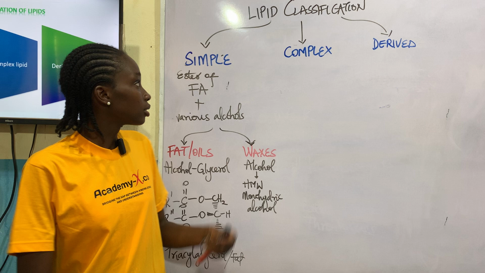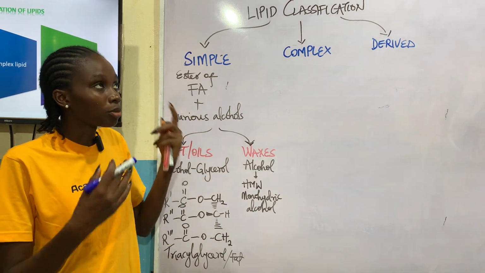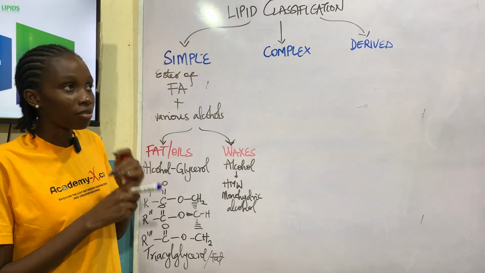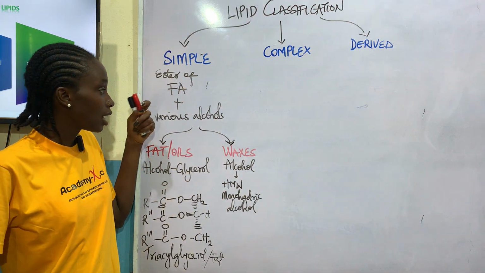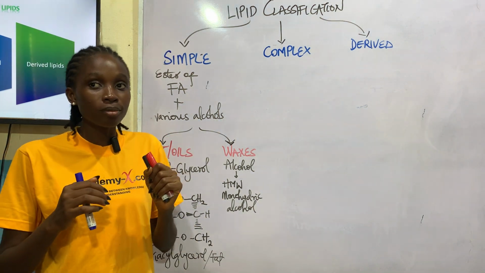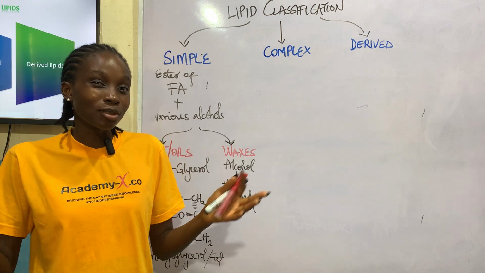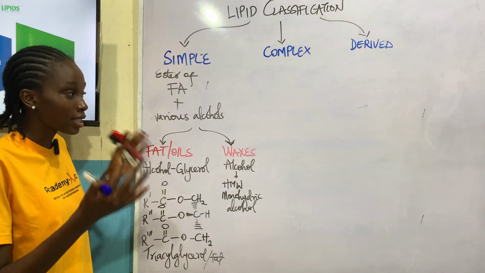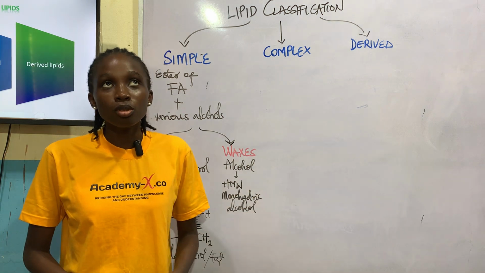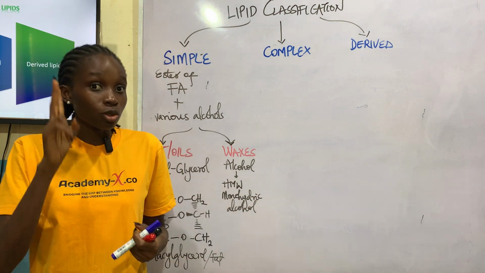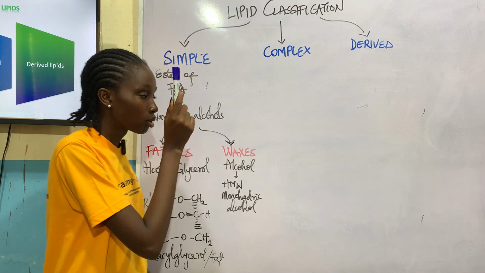It could be a combination, but simple lipids are basically formed from esterification, the neutralization of fatty acids and various alcohols to form what is called the ester, or the salt. In this case, the ester could either be a fat or oil, or the waxes. So simple lipids are split into two: fats and oils, and waxes.